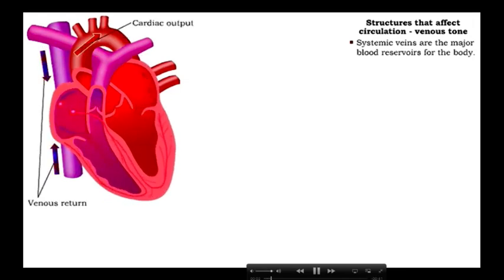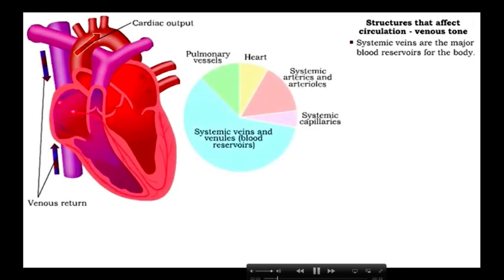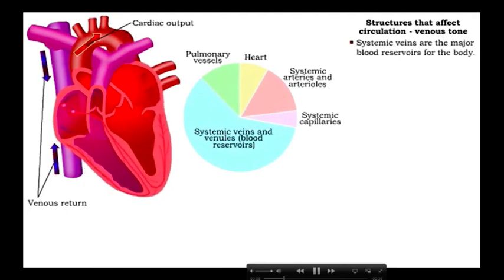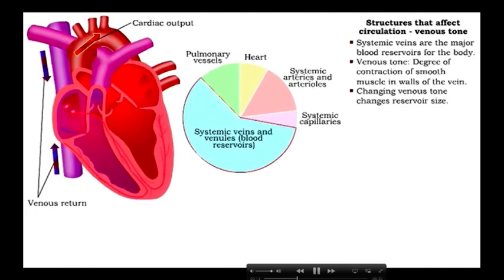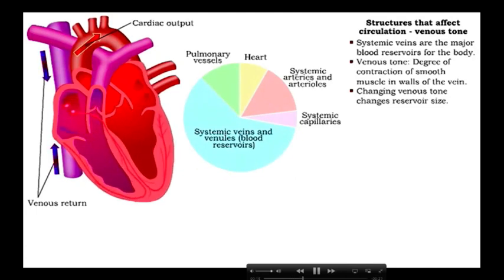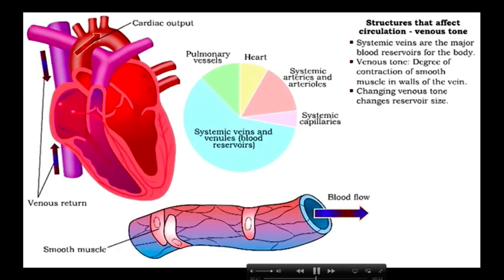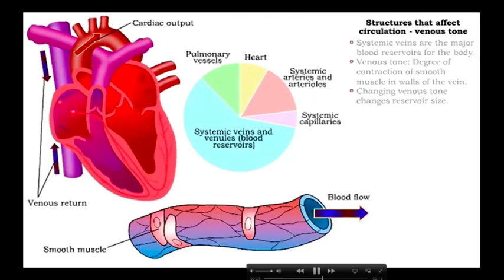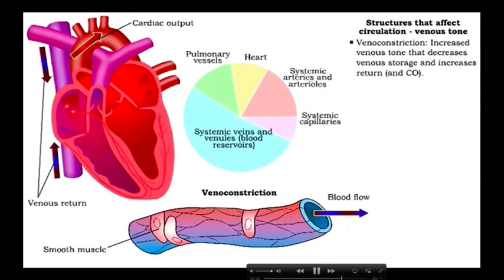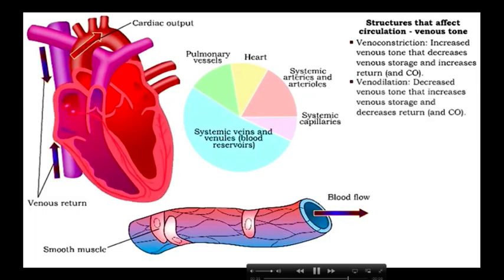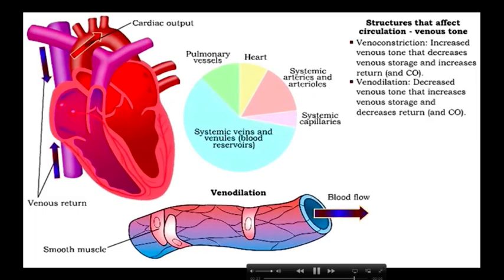Systemic veins and venules also impact venous return. Veins are the major blood reservoirs in the body. The volume of blood stored in a vein depends on its tone, or the degree of smooth muscle contraction in the walls of the vein. Increased venous tone constricts the vein, decreasing storage, moving more blood along, and increasing return. Decreased tone relaxes the vein, increasing storage, holding more blood, and decreasing return.